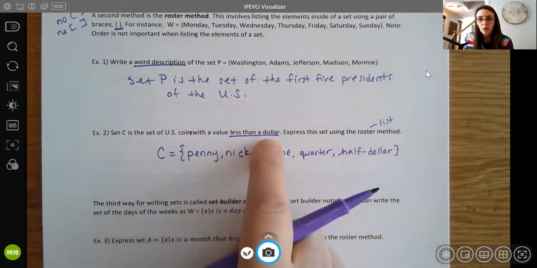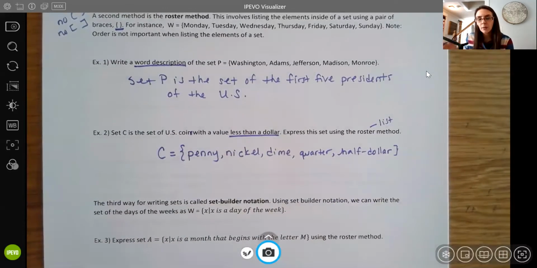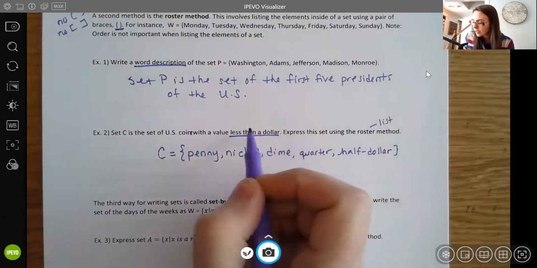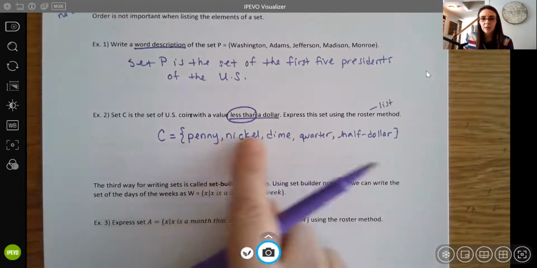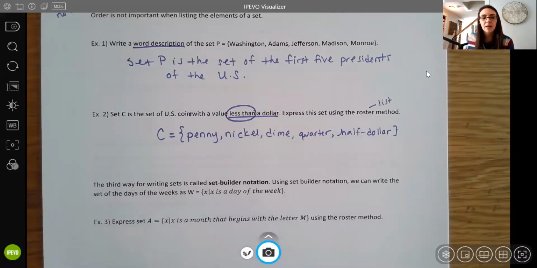Now, there is a dollar coin as well. Again, it's not really used so much in everyday currency, but these are strictly those that are less than $1. So these will be all coins in US currency less than $1. And again, this is the roster method. So we're physically listing the elements in that set.